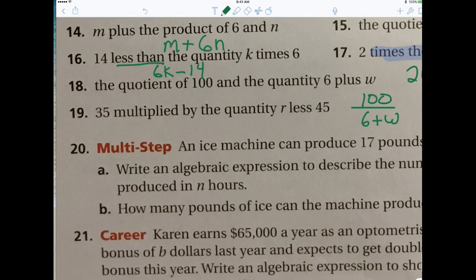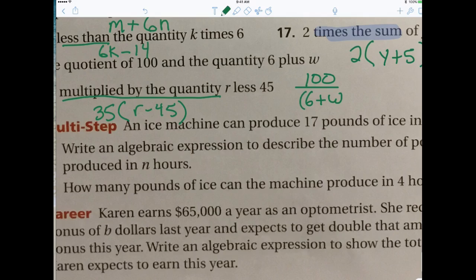Oh, wait, no, you're up. Read to me 19. 35 multiplied by the quantity, 45 or less. Okay, so 35. What did you say quantity was? Parentheses. 35 and then parentheses 45 minus. You are awesome, girl. That's correct. Quantity is when you're putting them together, which means parentheses. Now, if you wanted to, I could have put parentheses up here on the bottom of 6 plus w, but it doesn't really matter.